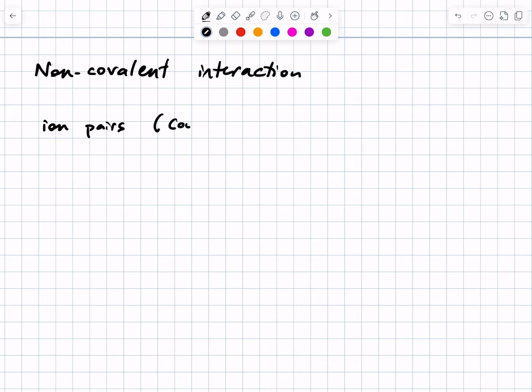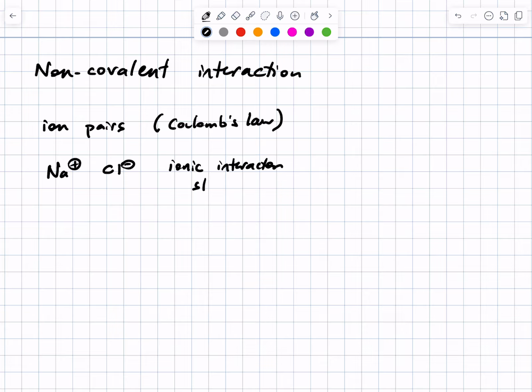This is basically Coulomb's law that opposite charges attract. So an ion pair is a sodium and a chloride being close to each other, right? Now, you probably called this an ionic bond. I would call it an ionic interaction.